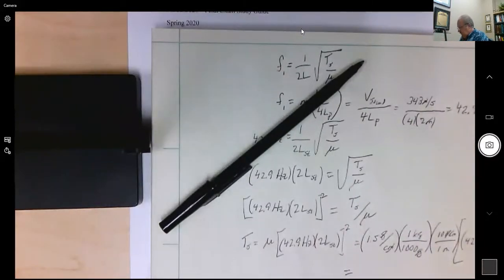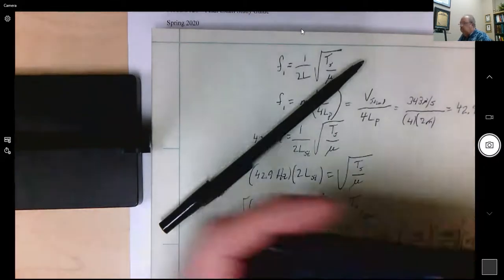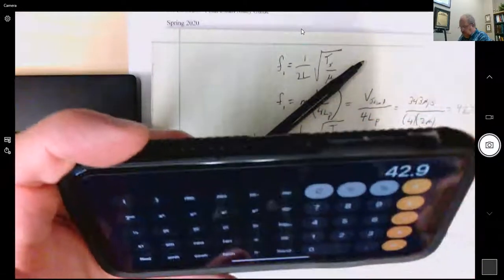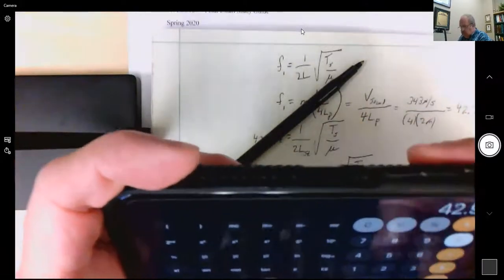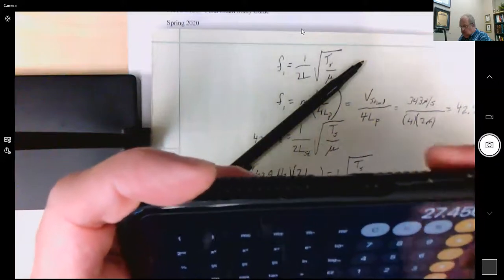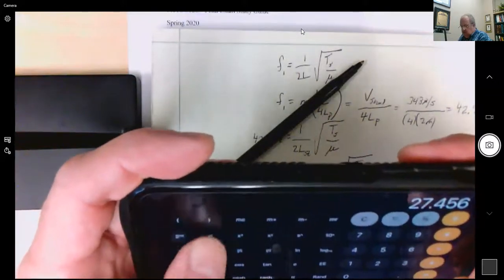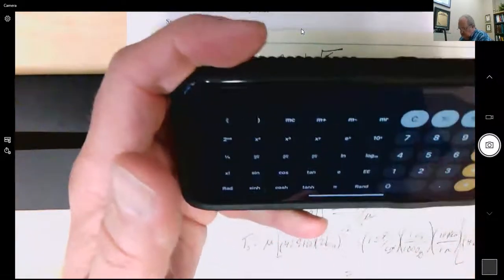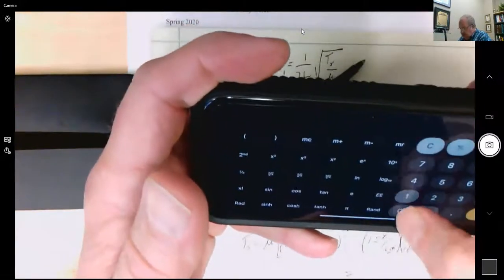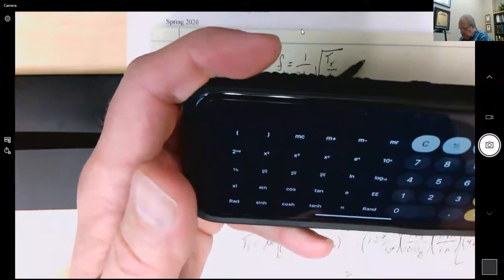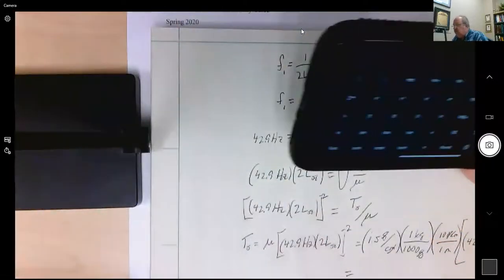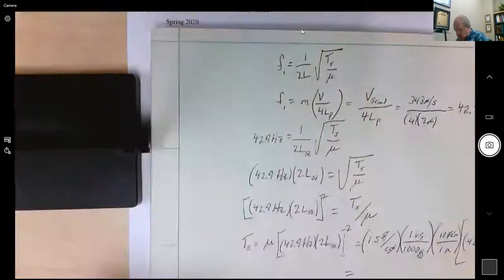Plug this into my calculator. So I have 42.9 hertz times 2 times 0.32, take that squared, times 1.5 grams per centimeter divided by 1,000 grams, times 100 centimeters. And that gives me a tension of the string of 113 newtons.